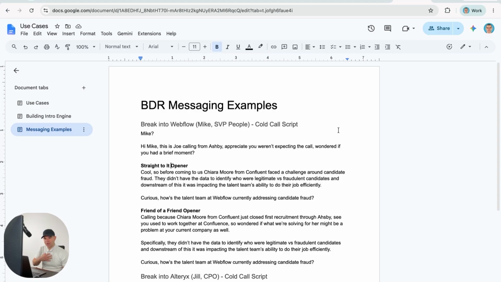I'm going to show you my one. I'm going to show you an alternative. So my one is straight to business. Cool. So look, before coming to us, a lady called Kiara Moore from Confluent.